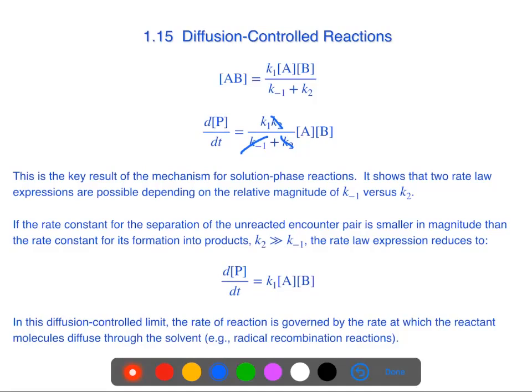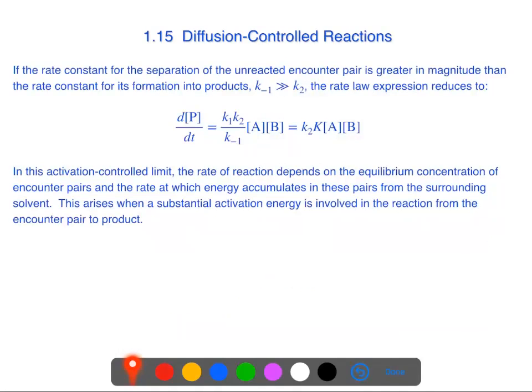So as soon as those reactant molecules encounter one another, the reaction proceeds to product very quickly. And this will be very common in radical type reactions, radical recombination reactions, where as soon as those two radical species come into local vicinity of one another, form that encounter pair, the reaction will occur almost immediately.